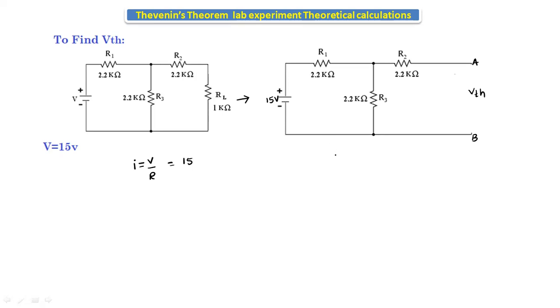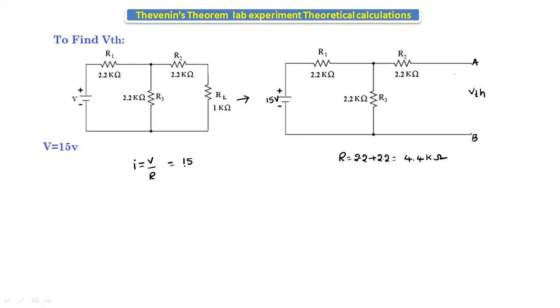From this we can say that the 2.2 and 2.2, R is equal to the total resistance. In this loop, we are finding the current in this loop. As the current is the same, these both are connected in series. 2.2 plus 2.2 is equal to 4.4 kilo ohms.